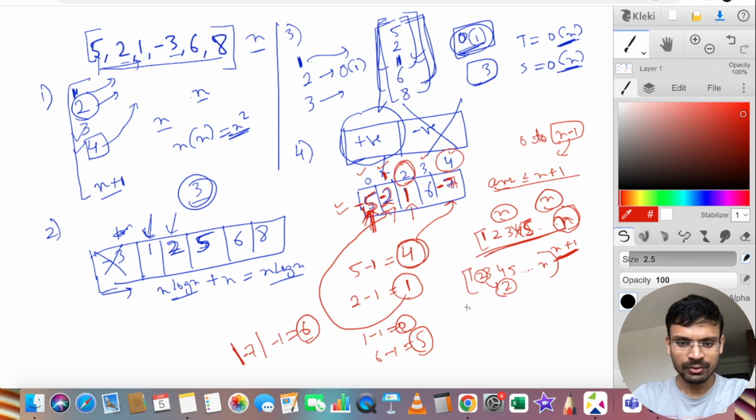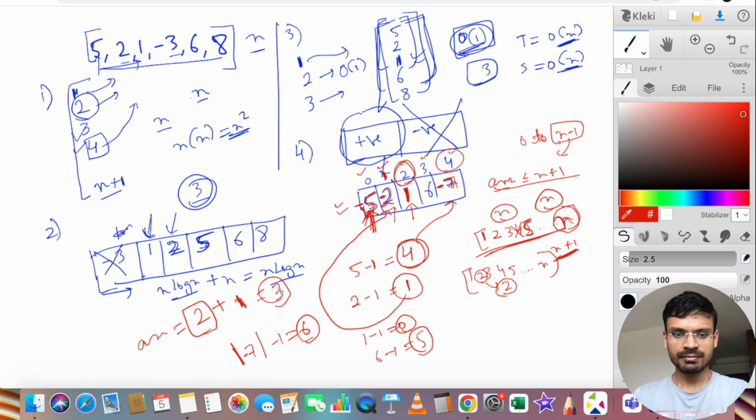Right, so what I'm going to do is, the answer in this case would be the index which I'm at plus 1. So this is the index which I am currently at, and I'm going to increment 1 to it, which would give me 3. So 3 is the answer, which means 3 is the positive integer which I have not visited till now.